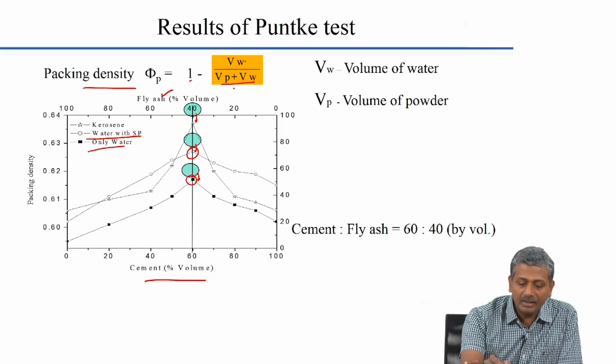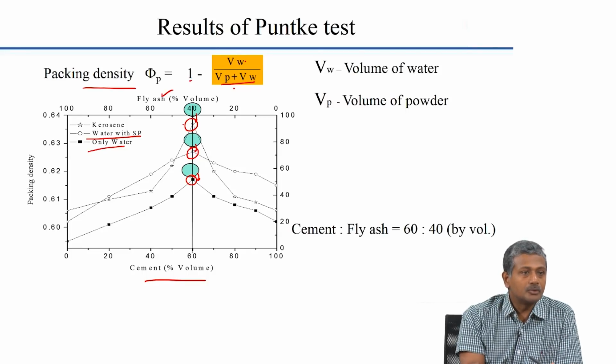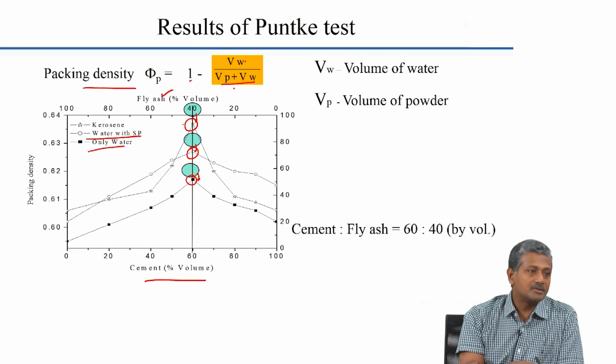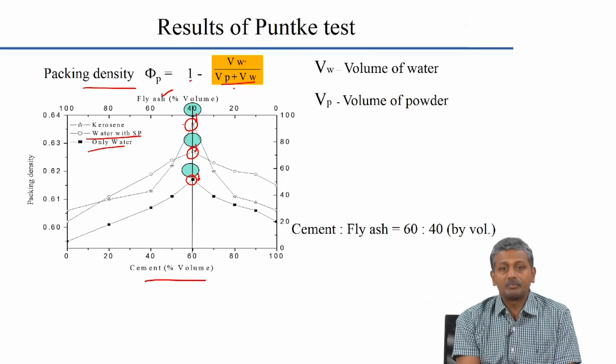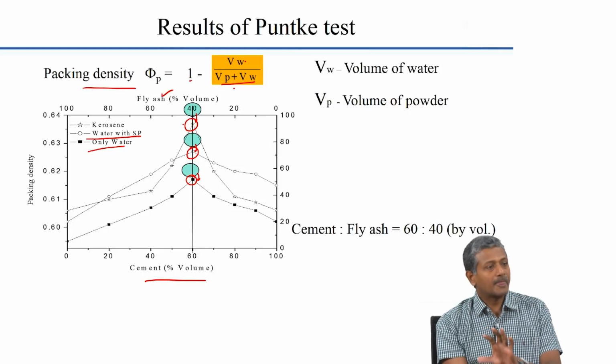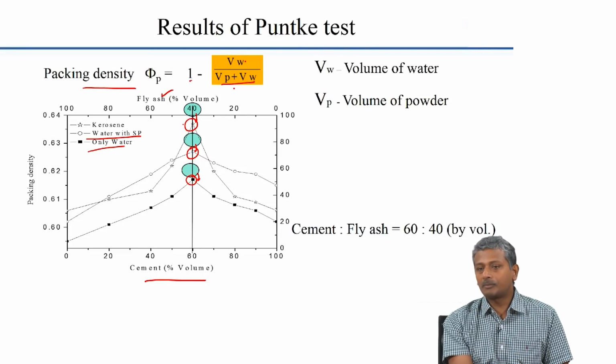And then finally, when you use kerosene, you again get the same 60-40 combination, but you get a still higher packing density. So, what you can see from this is that irrespective of the fluid that you use, the combination that gives you the best packing density is still the 60-40 combination by volume. By mass, it may approximately be about 70-30. So, by volume, a 60-40 combination of cement and fly ash gives you an optimal packing density.